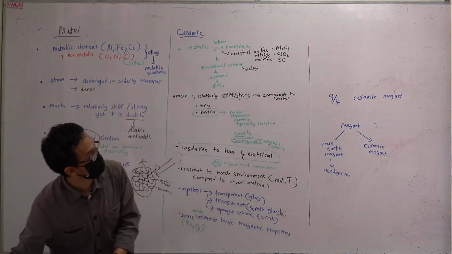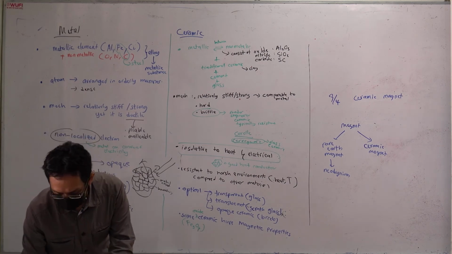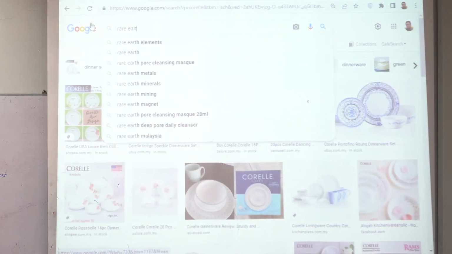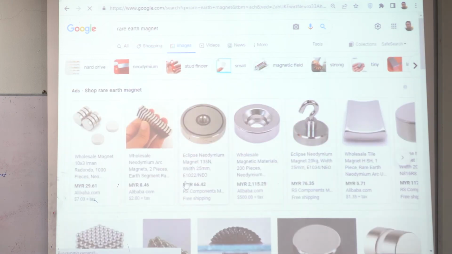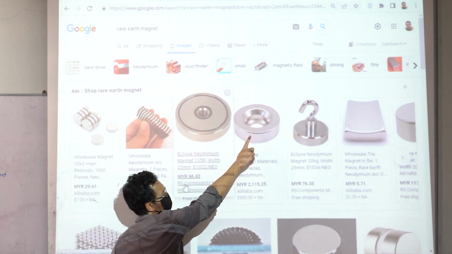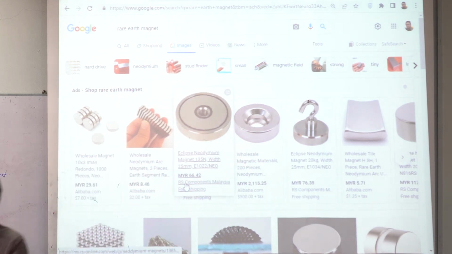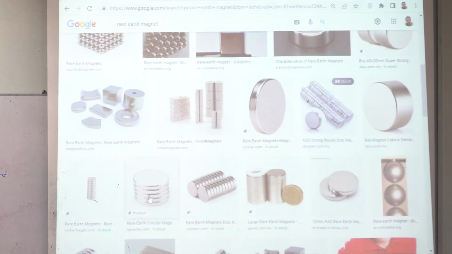Okay, let me put here. For example, if I put here a rare earth magnet, you can see something like that. So this is neodymium. Normally you can see it is very shiny, because it's made from totally metal, and one of the properties of metal is that it is shiny, it's lustrous. So that is a neodymium magnet.